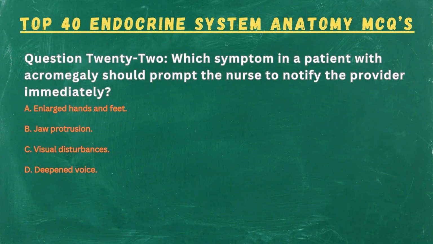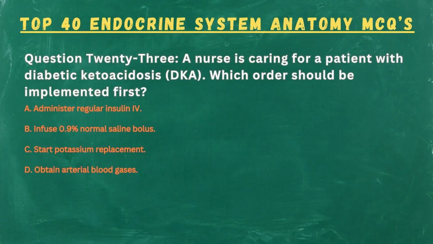Question 22. Which symptom in a patient with acromegaly should prompt the nurse to notify the provider immediately? A. Enlarged hands and feet. B. Jaw protrusion. C. Visual disturbances. D. Deepened voice. Answer: C. Visual disturbances.